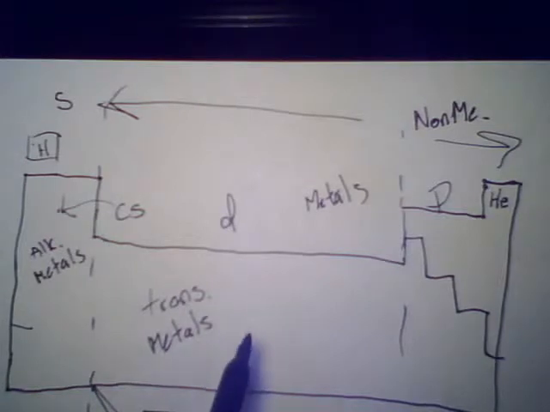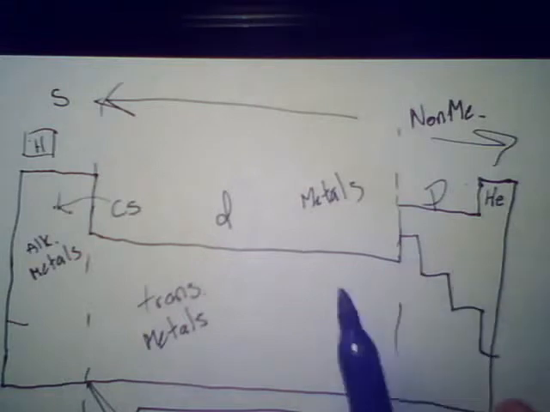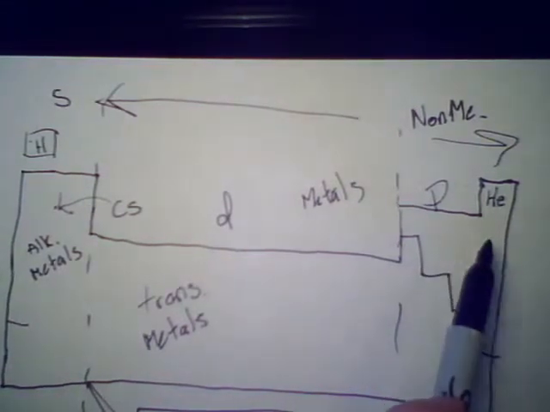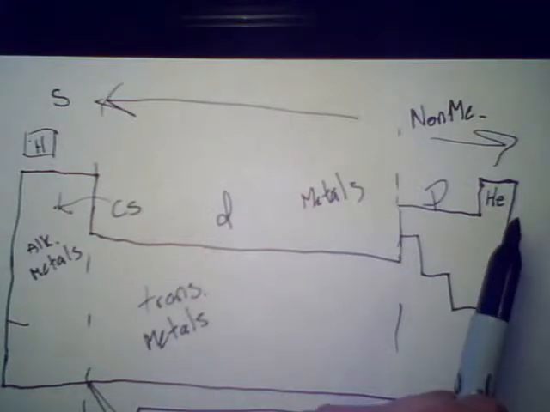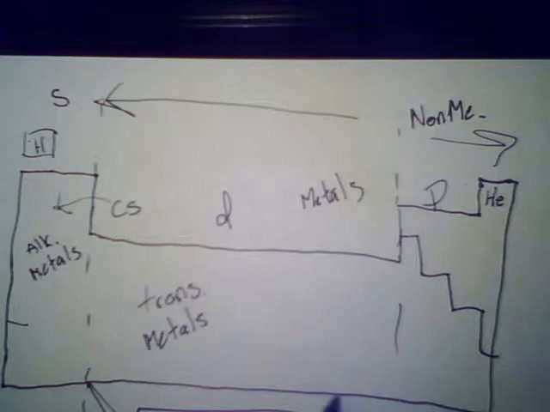General things about metals are that they're good conductors of heat and electricity. Non-metals are not good conductors of heat and electricity. Carbon is a non-metal, silicon's a non-metal, oxygen's a non-metal, all the famous guys.